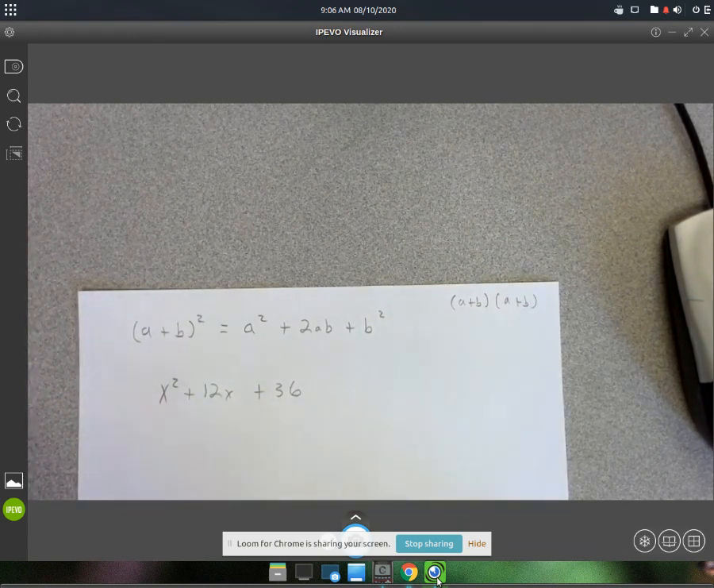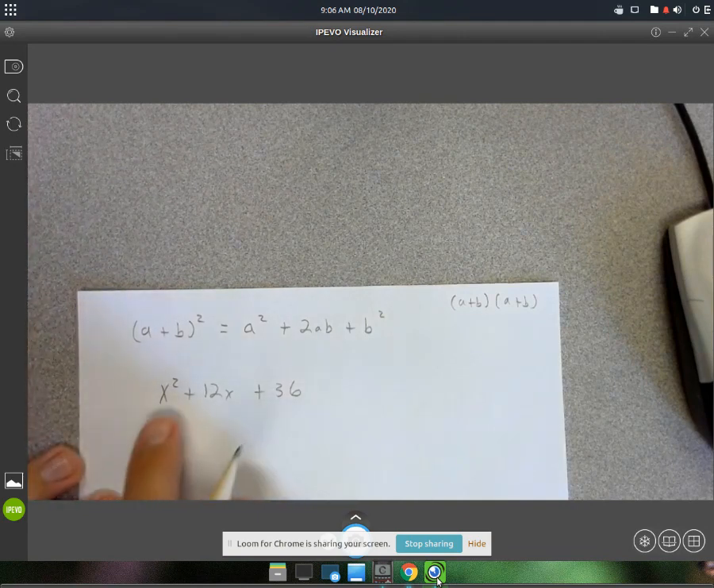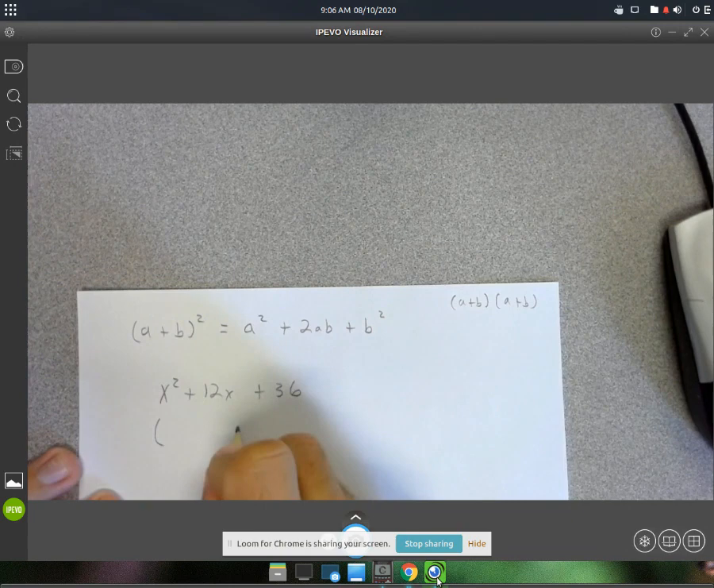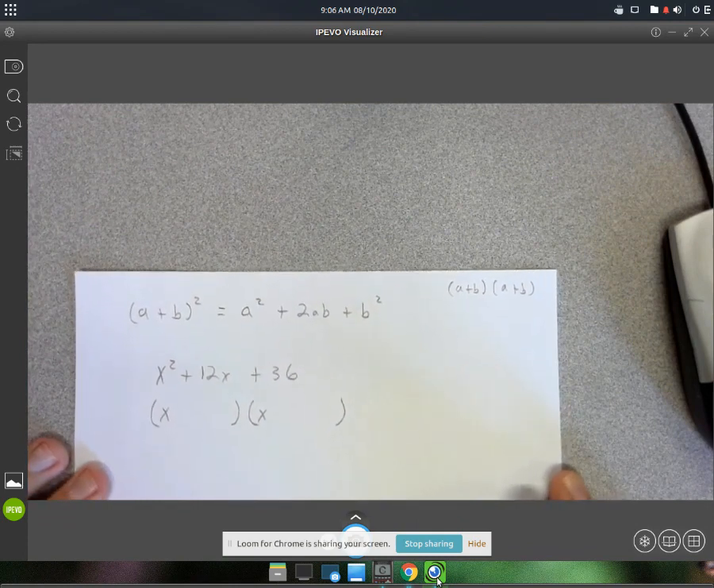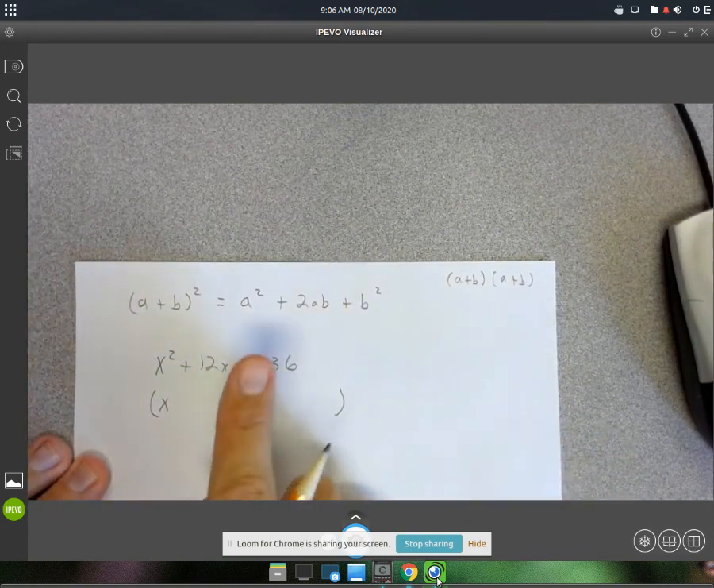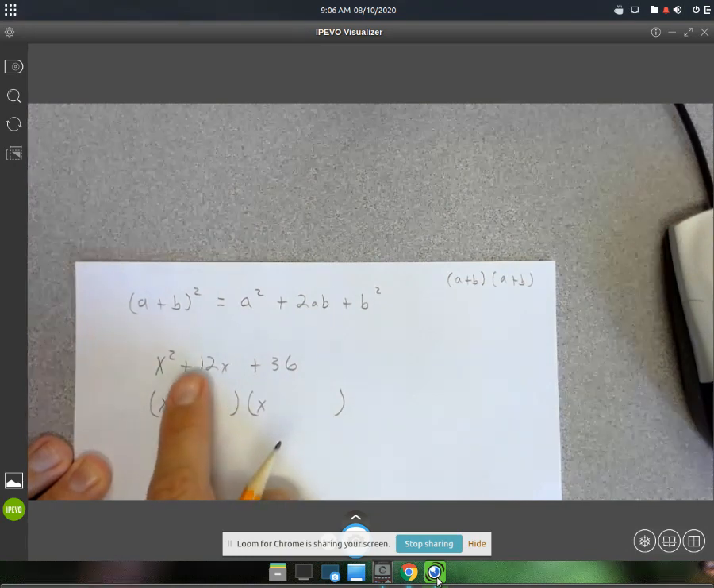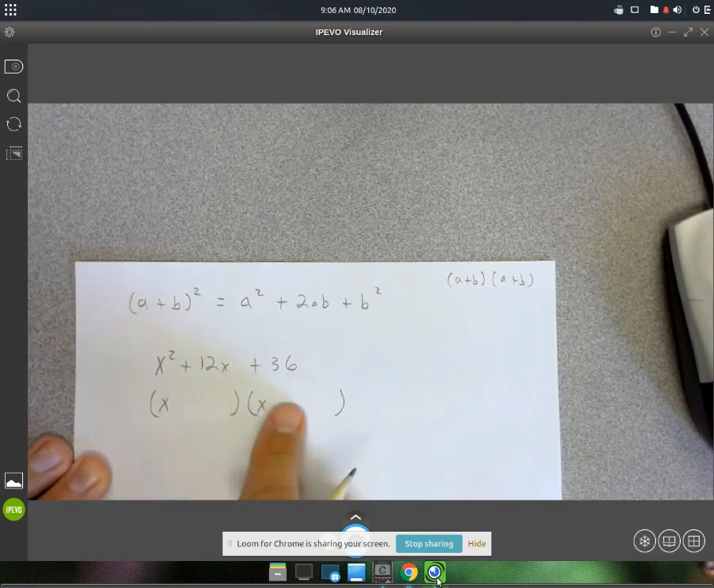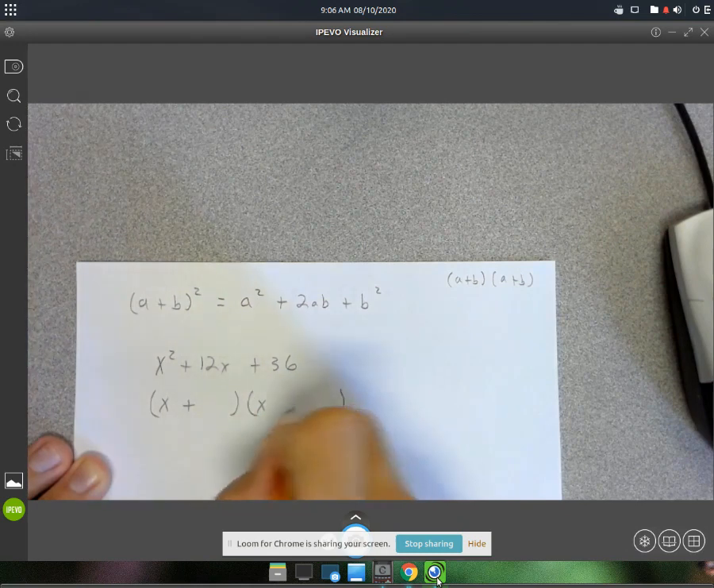All right, I'll show you here. So we've got x squared, leading coefficient's 1. Let's go ahead and write that down here. So this has to be an x. And I'm just going to factor this the normal way first. Because this is a positive, these have to be the same signs. Because this is a positive, they both have to be plus signs.